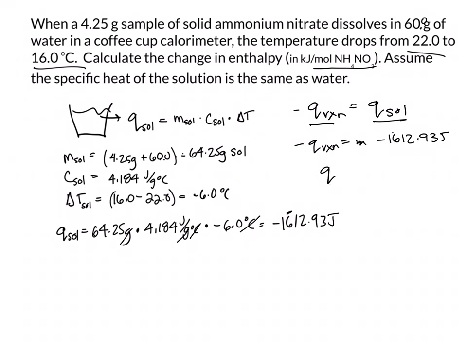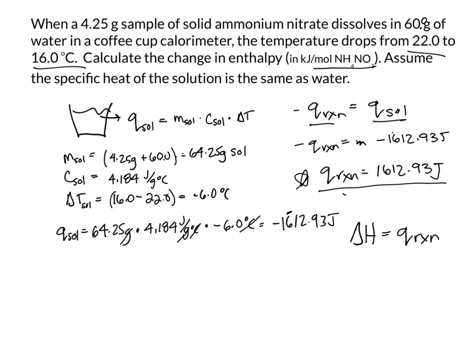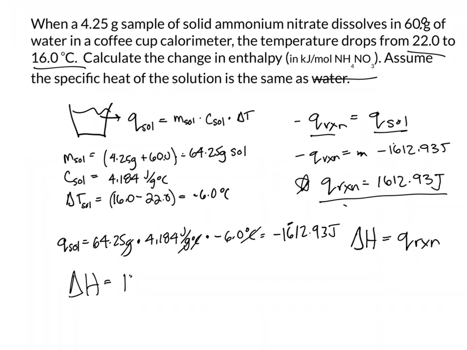So Q of reaction in this case is obviously going to have equal value but opposite sign of our Q of solution. So Q of reaction is now corresponding directly to the dissolving process of the solid ammonium nitrate in the water. Now, because we are carrying this out in a constant pressure setup, we know that delta H, or change in enthalpy value, is equal to the Q of reaction. So since I know my Q of reaction, I by default know the delta H value. So delta H is equal to the following value.